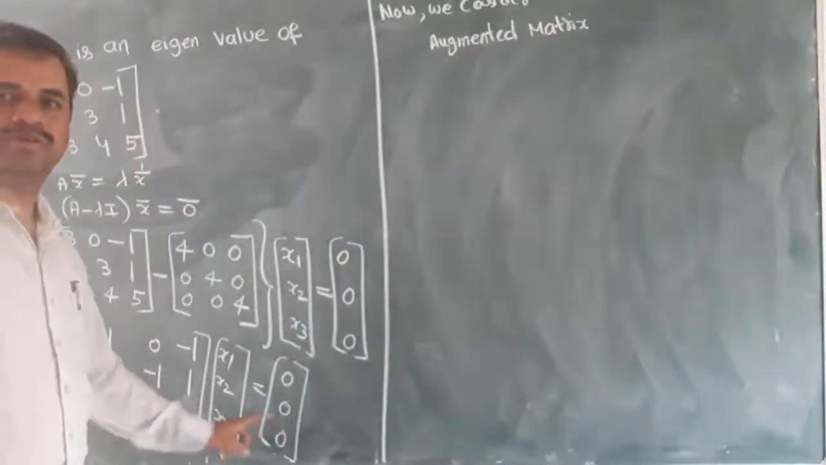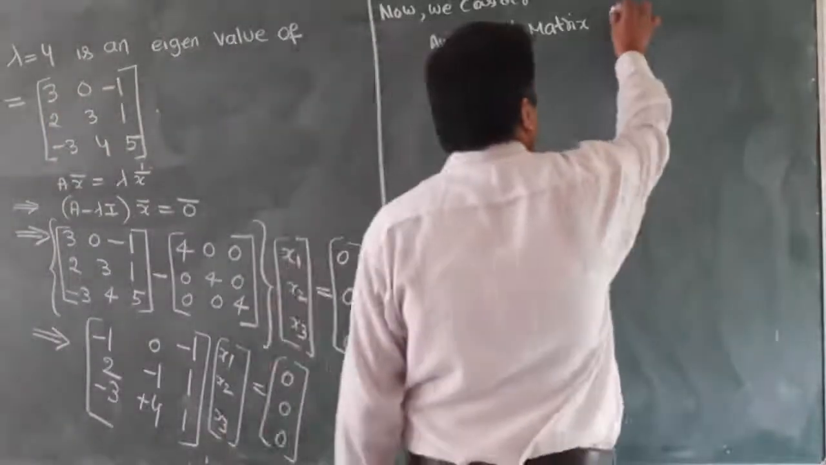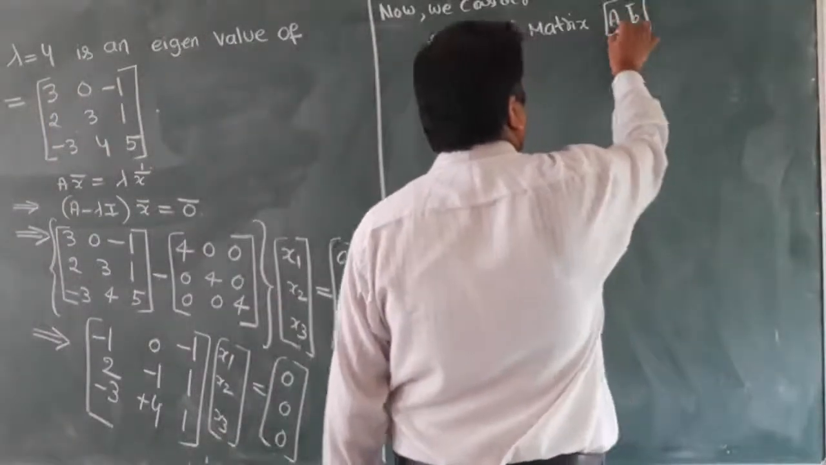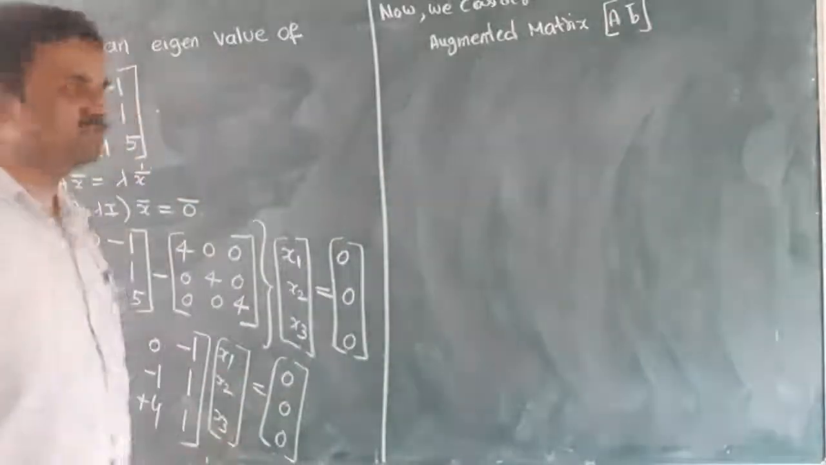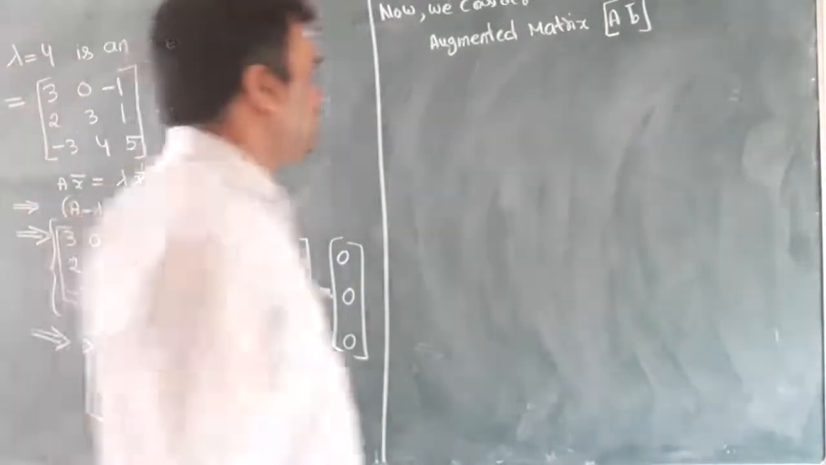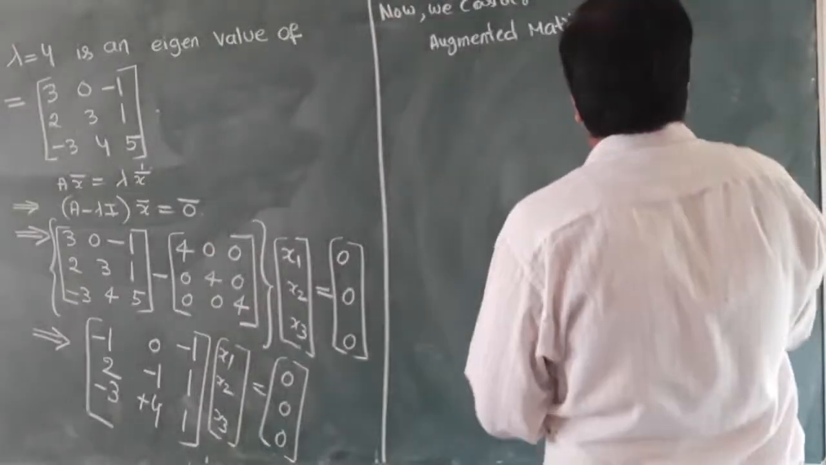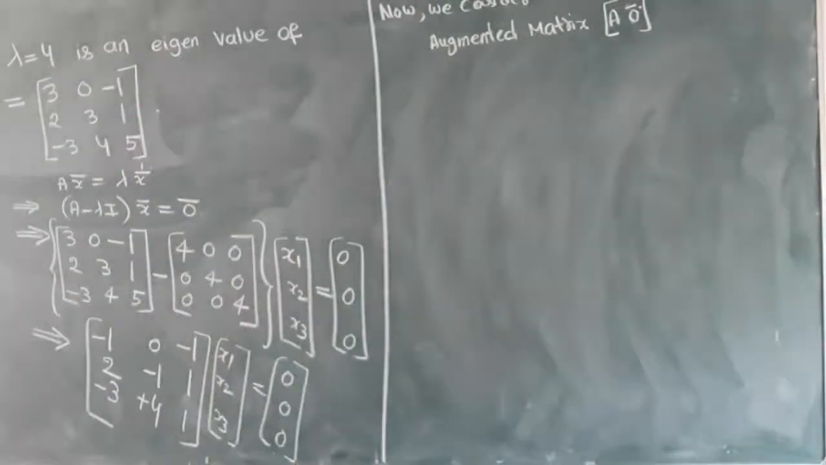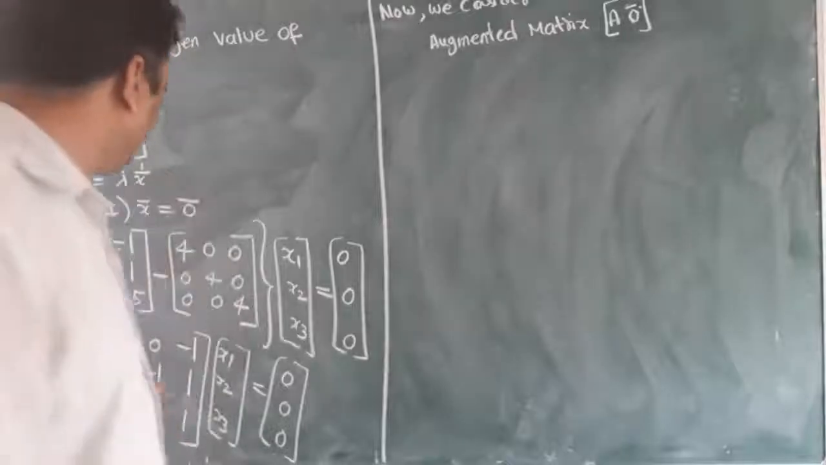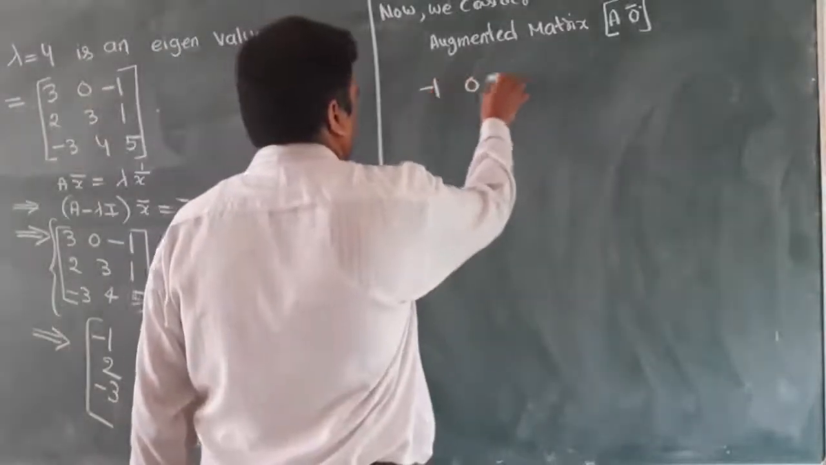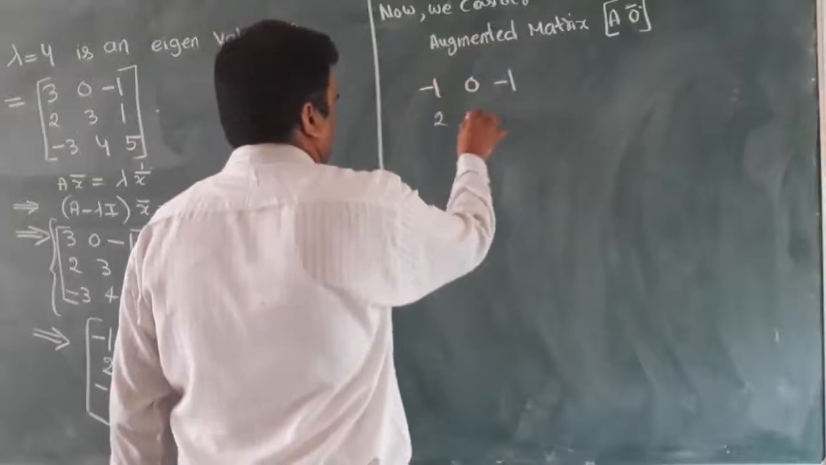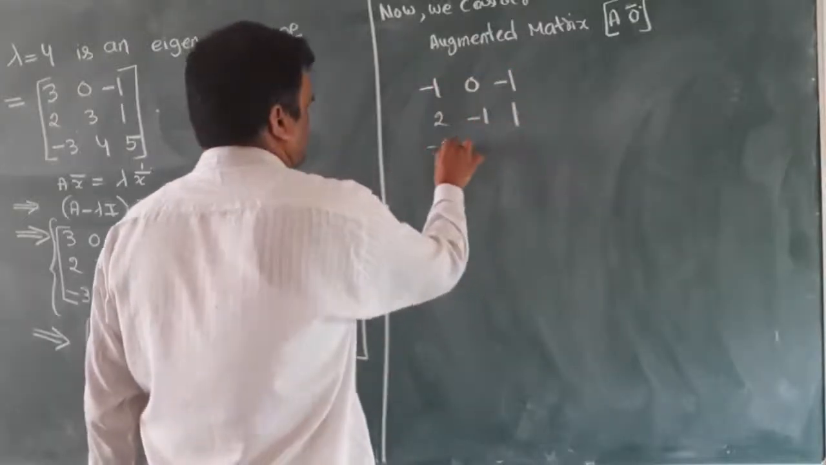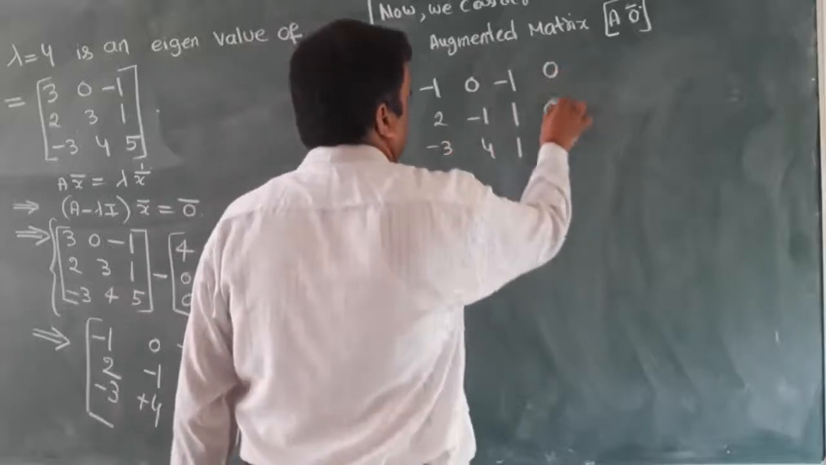The system is in A x bar equal to b bar format, so simply I can write the augmented matrix [A | b bar]. Actually it is homogeneous, all are zeros, so b bar is 0 bar. Now we consider the augmented matrix [A | 0 bar]: [-1, 0, -1; 2, -1, 1; -3, 4, 1 | 0, 0, 0].